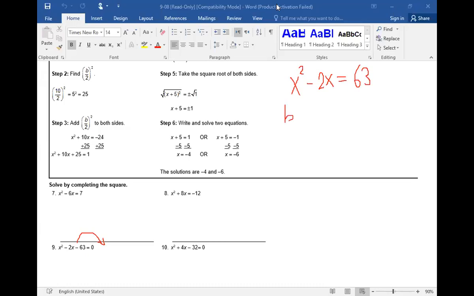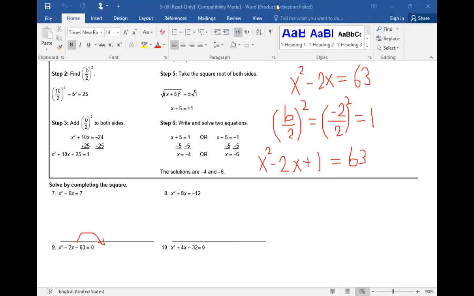Then we will now find b over 2 all to the power of 2, which equals -2 over 2 all to the power of 2. It will be equal to 1. Now we have x to the power of 2 minus 2x plus 1, and on the other side it will be 63 plus 1. Now we want to write a perfect square, all to the power of 2. It will be equal to 64.